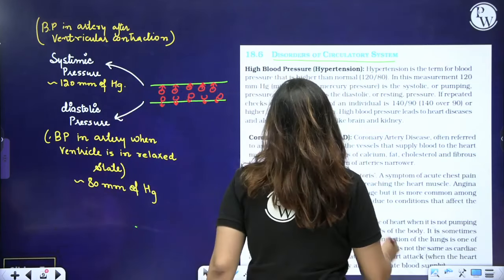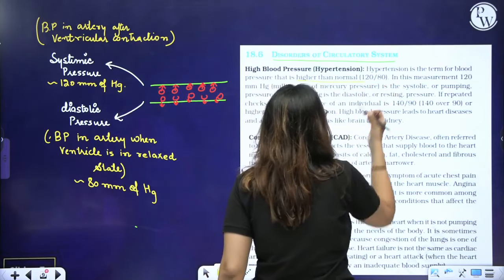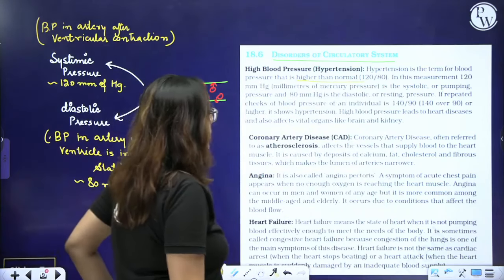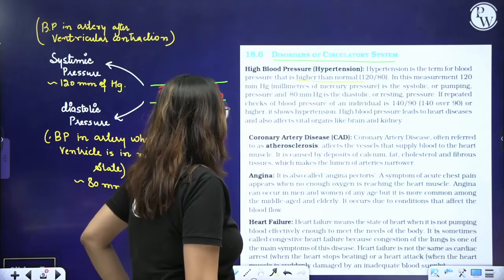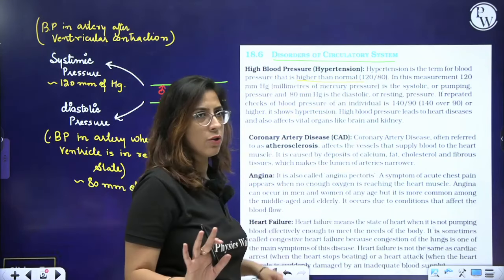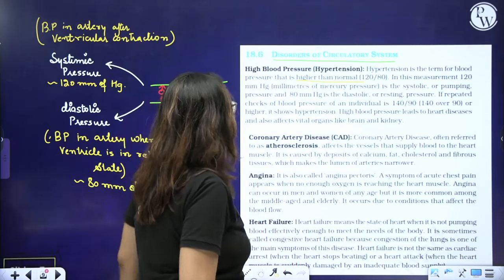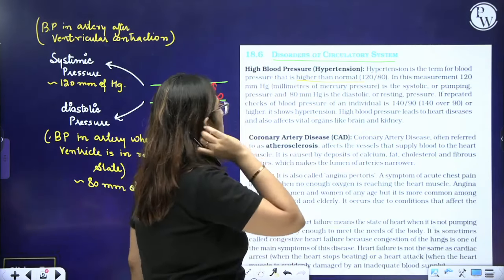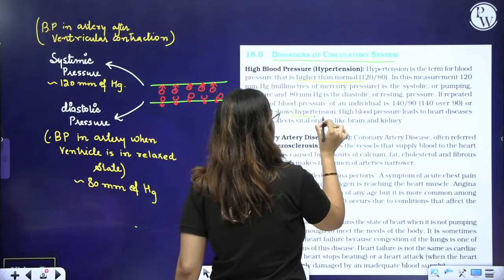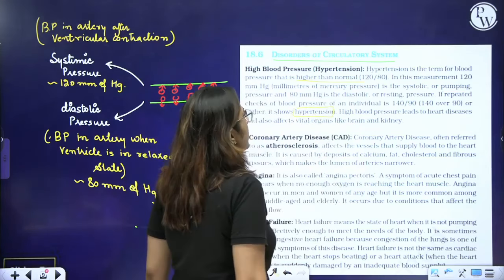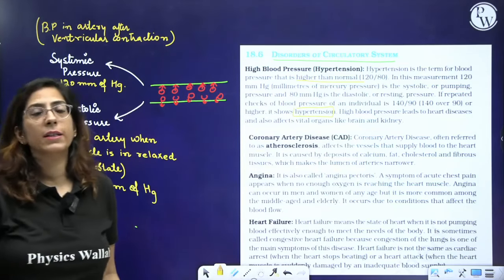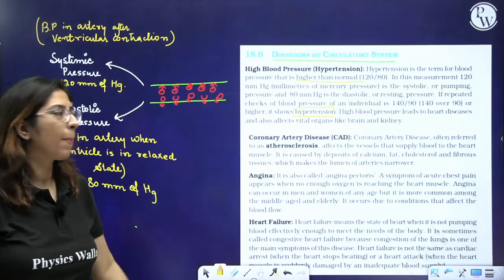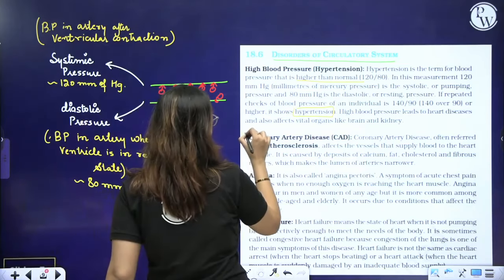Hypertension is the term for blood pressure that is higher than normal. And what is normal? 120 over 80 mm. In this measurement, 120 mm of Hg is the systolic or pumping pressure, and 80 mm is the diastolic or resting pressure. If repeated checks of an individual's blood pressure show 140 by 90 or higher, it shows hypertension. It leads to heart disease, and it also affects vital organs such as the brain and the kidney. Clear?